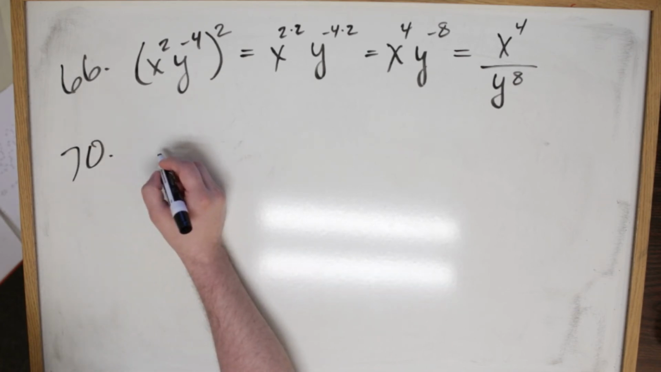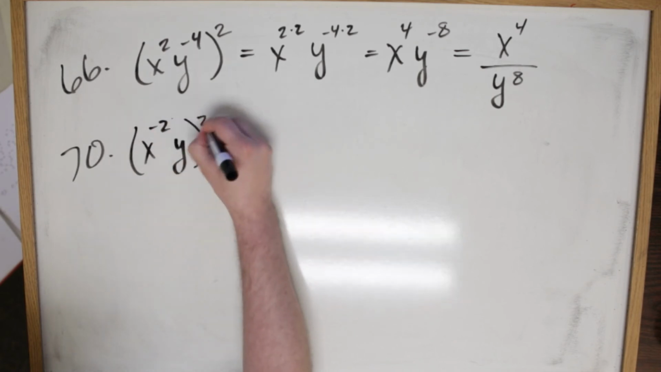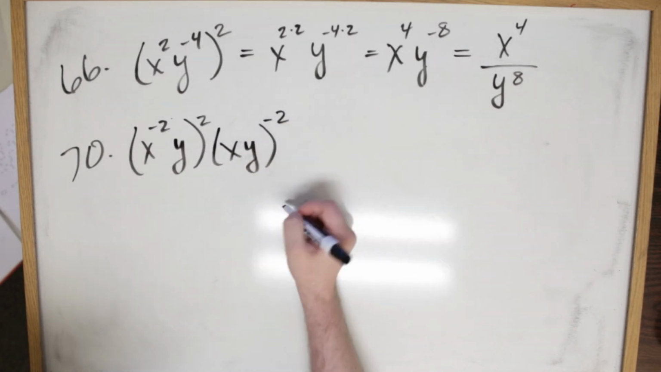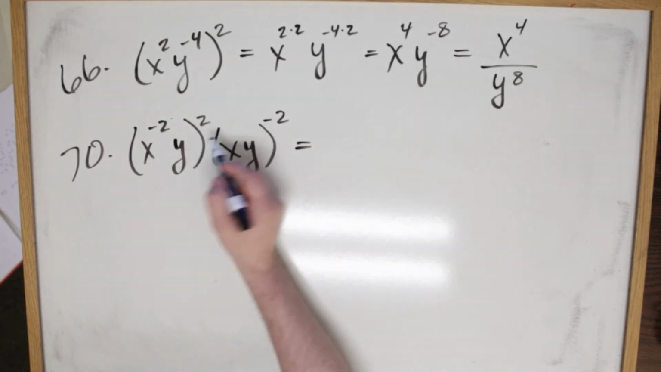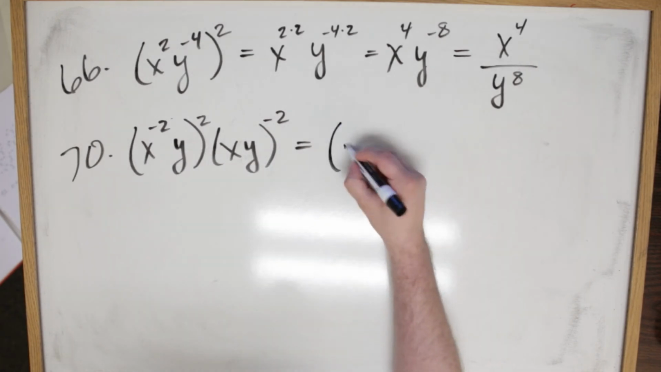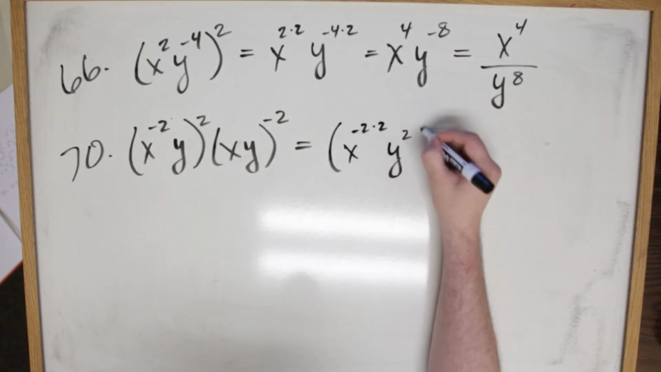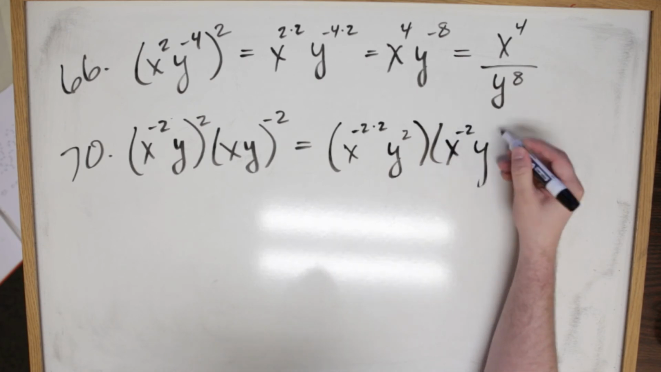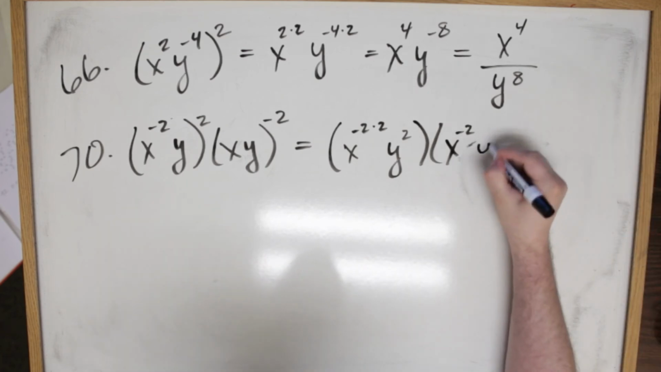Let's do question 70. So x to the minus 2 y squared times xy to the minus 2. Okay. Now I always suggest distributing the minus 2 and the 2 in each piece. So we're going to keep it multiplying. x to the minus 2 times 2, y to the 2, and then we're multiplying times x to the minus 2, y to the minus 2. Okay.